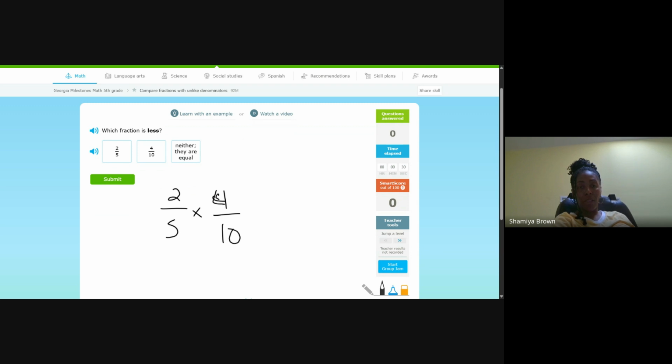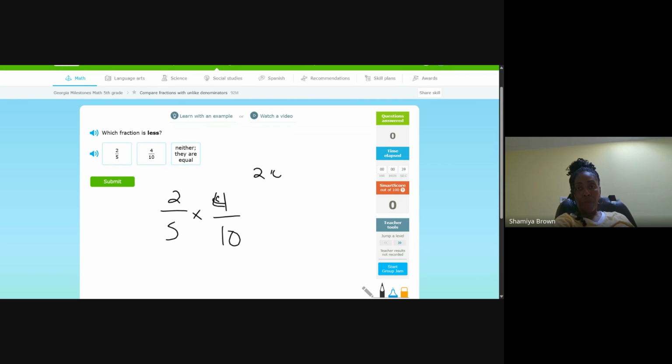Cross multiplication is the butterfly method. So 5 times 4 is 20, and 2 times 10 is also 20. So these two fractions are equal. So neither one of them is less.